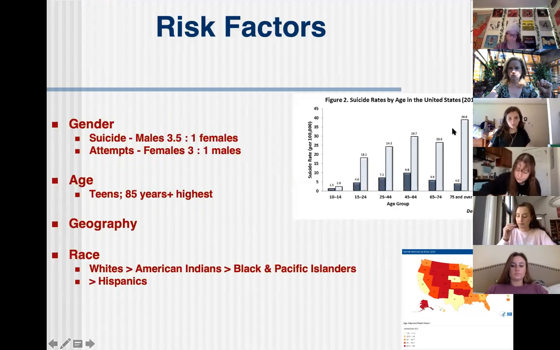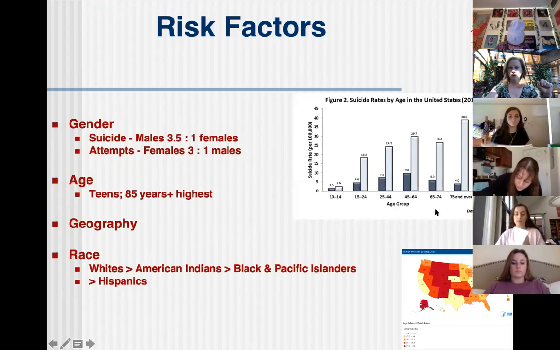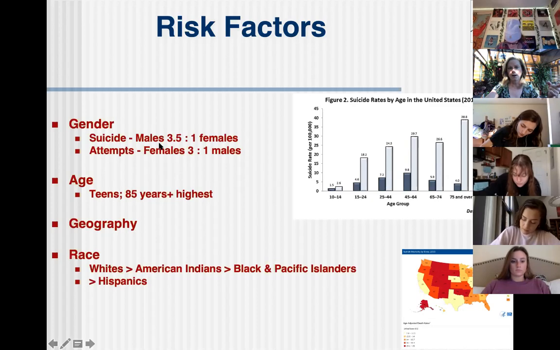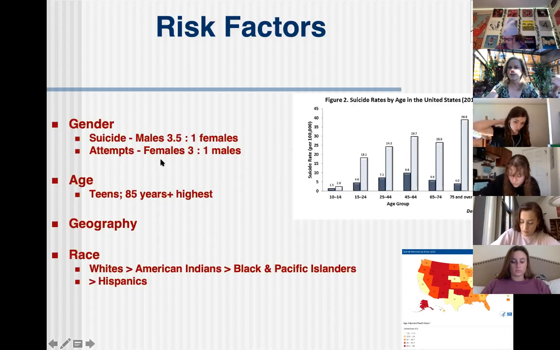Okay, risk factors. We see males are a lot more likely to, when they make a suicide attempt, actually die from the attempt. And you see over here, when we look at age, you see males being much more common in death by suicide than females. Females, on the other hand, make more attempts. So they are 3 times more likely than males to make an attempt, but males are 3.5 times more likely when they attempt to actually die.